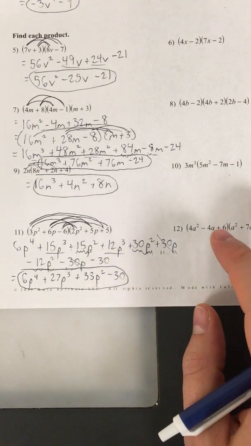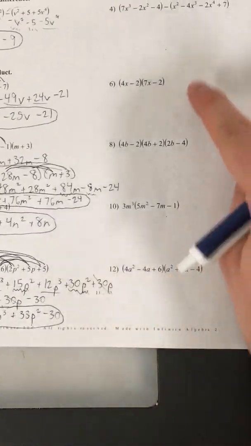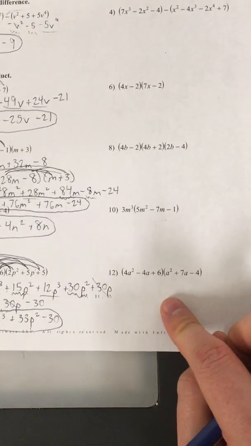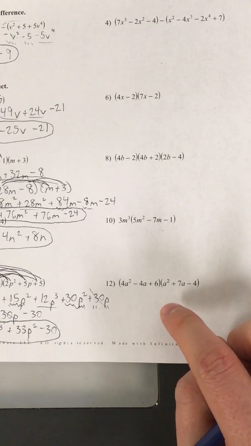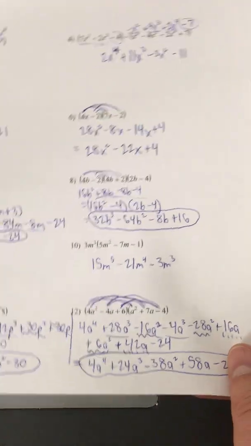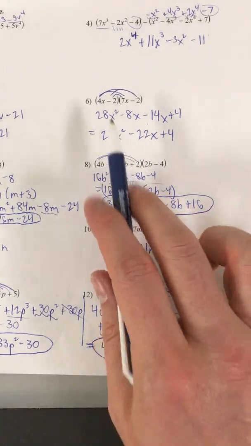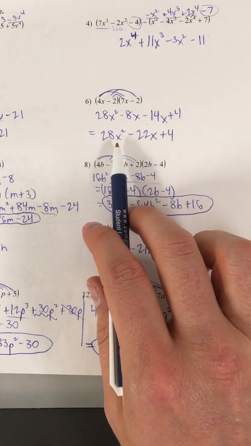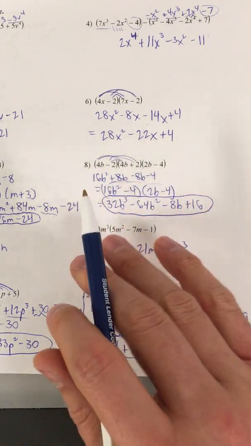So now, one more time, I want you to pause the video, try these 4 problems right here. Again, you're multiplying. It's going to probably take you a few minutes. I hope you tried it. I sincerely hope you do. Let's see if you got them right. Number 6, your final answer after you combine like terms should be 28x squared minus 22x plus 4.